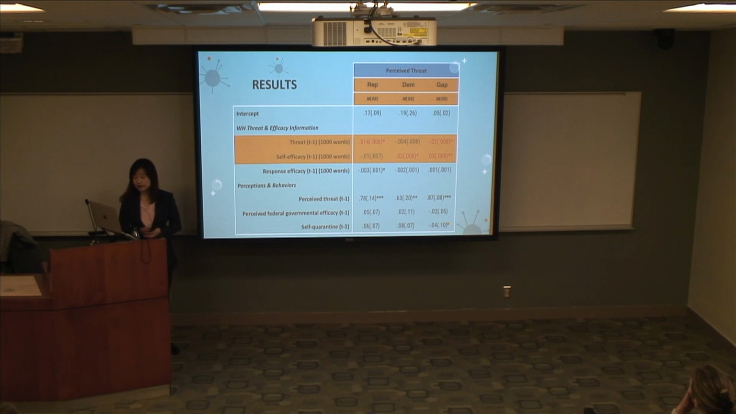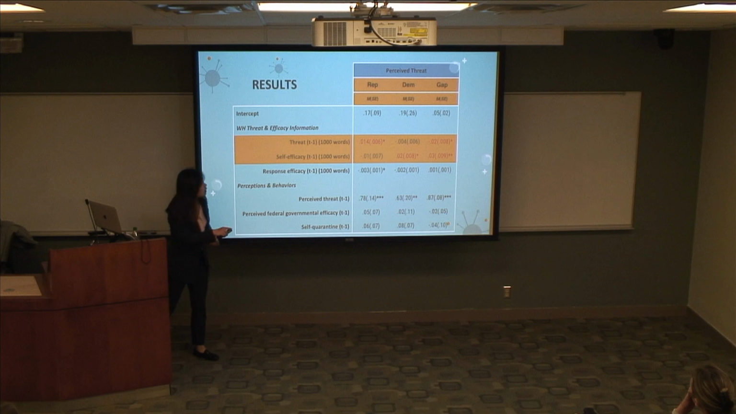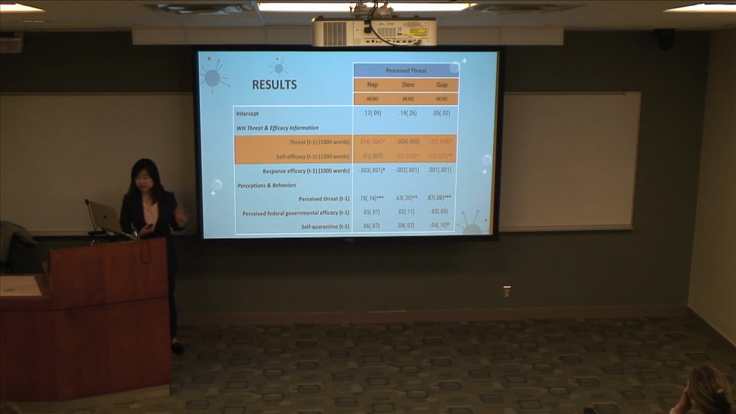As we can see here, 1,000 words about threat from the White House briefings on the previous day will lead to a 1.4% increase in Republicans who perceived threat, and 1,000 words about self-efficacy on the previous day would lead to a 2% increase in Democrats who perceived some levels of threat. So this is exactly consistent with what we predicted.